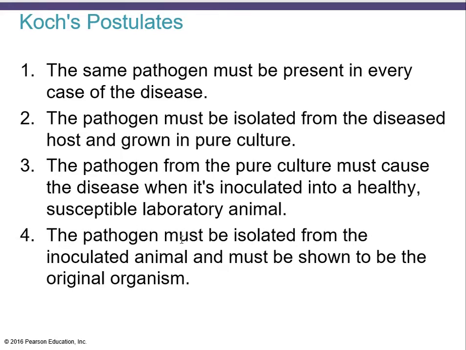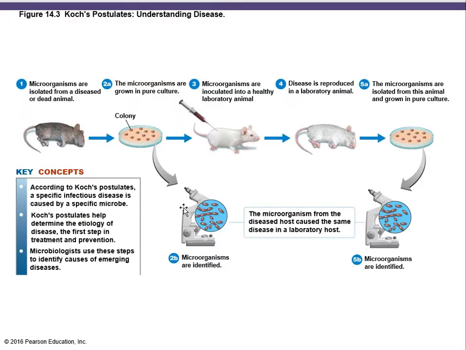So what is important in Koch's postulates? The same pathogen must be present in every case of the disease. The pathogen must be isolated from the diseased host and grown in pure culture. The pathogen from the pure culture must cause the disease when it's inoculated into a healthy susceptible laboratory animal. And the pathogen must be isolated from the inoculated animal and must be shown to be the original organism.